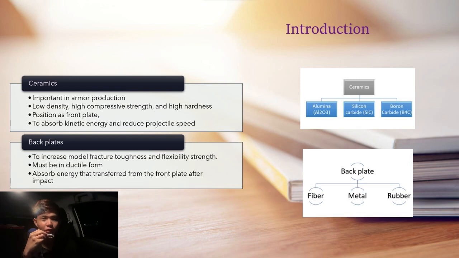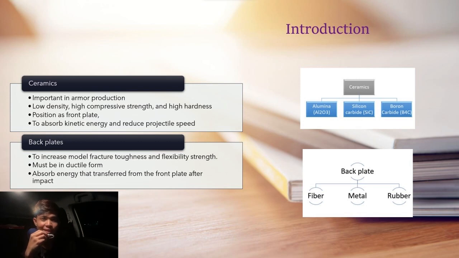Ceramic is one of the important materials in armor production. This is because ceramics have low density, high compressive strength, and high hardness, which are very suitable for armor. From the literature review, ceramics usually become the front plate in the model analysis. It works to absorb the initial kinetic energy and reduce the projectile speed once it touches the model. This figure shows a few ceramic materials that are usually used for the analysis.